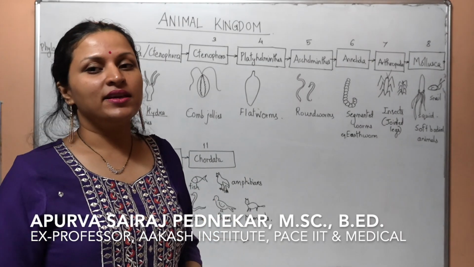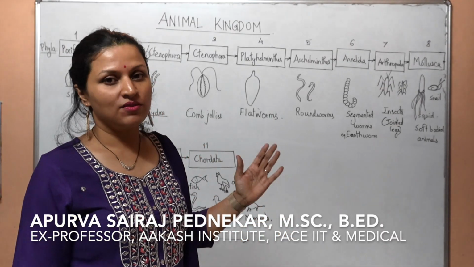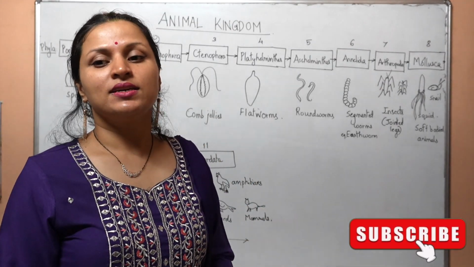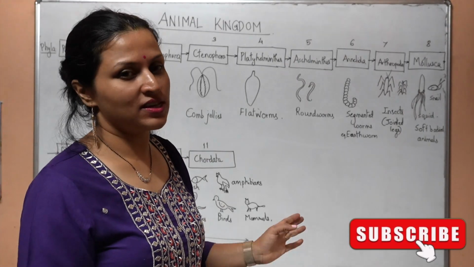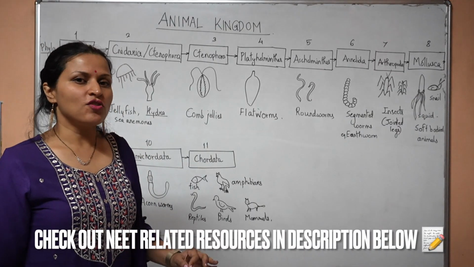Obviously, there were some criteria that Whittaker used for classification of the animals in these 11 phyla. So one by one we are going to see the criteria that Whittaker used for this classification purpose. The first criteria that Whittaker used was the levels of organization.